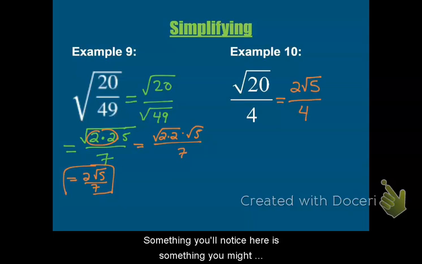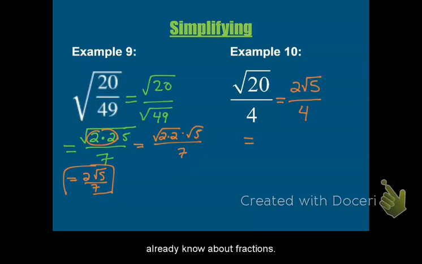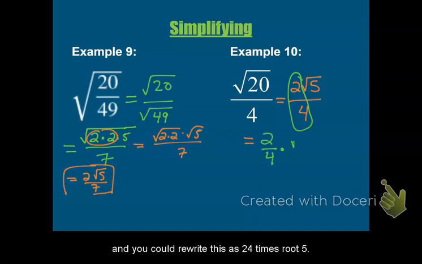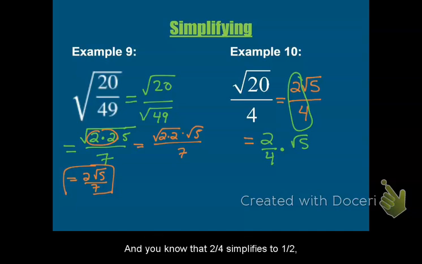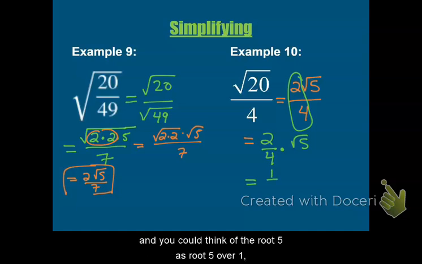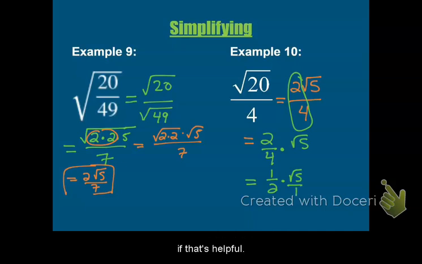Something you might already know about fractions is you might see this 2 over 4 here, and you could rewrite this as 2/4 times root 5. You don't necessarily have to write out that step, but it helps some people to see this a little bit better. And you know that 2/4 simplifies to 1/2.